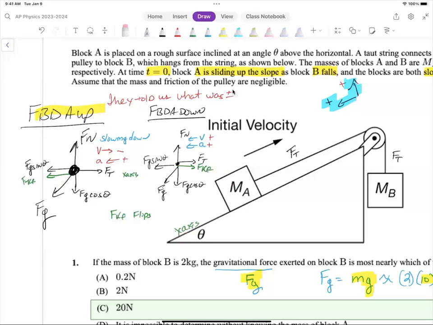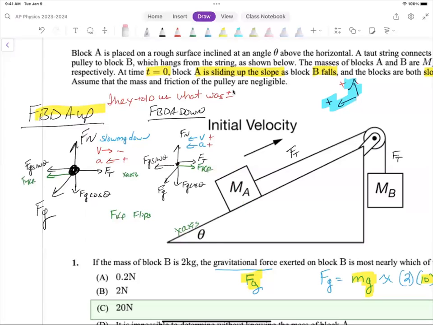Then if you look at the free body diagram down the ramp, again, Fg sine theta is pointing down the ramp, parallel to the surface. Fg cosine theta is perpendicular to the surface. There's force normal. Force of tension is still there, but this time the force of kinetic friction is now up the ramp because now I'm sliding down.